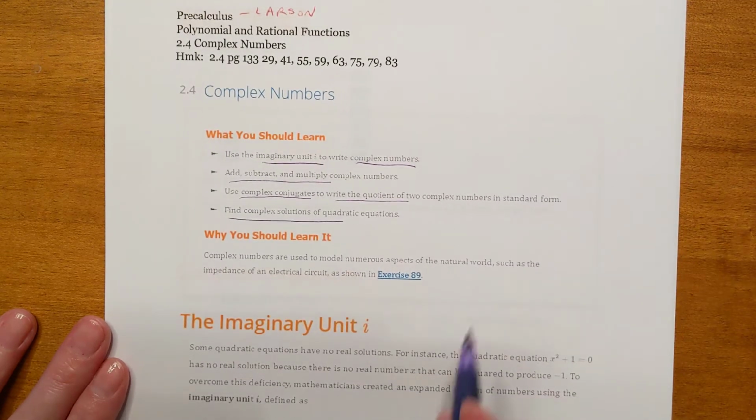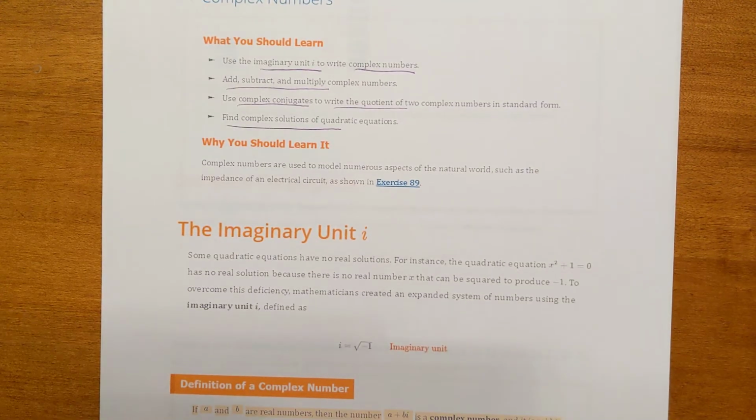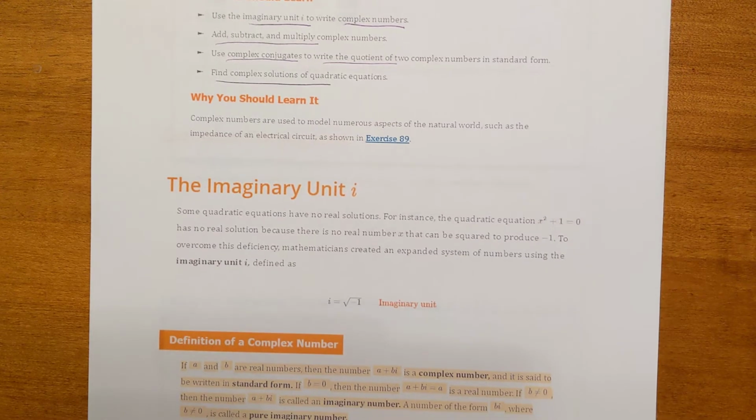Complex numbers are used to model numerous aspects of the natural world, such as impedance of an electrical circuit. So they use it in electricity, the letter i. If you want to be an electrical engineer, you're definitely going to need to know how to do it.